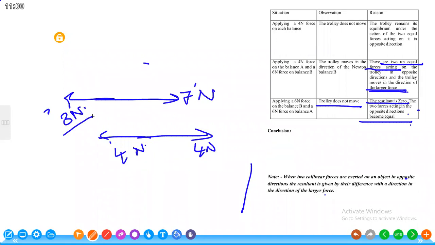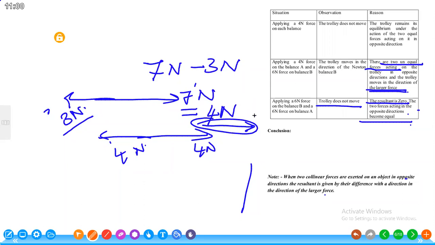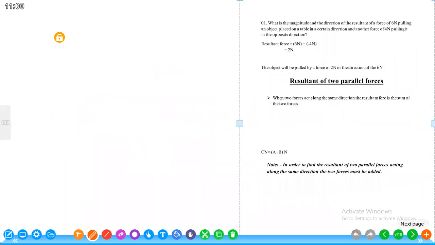So the larger value is 7 Newton and the lower value is 3 Newton. So that is equal to 4 Newtons. You should mention, because it is a vector quantity, the direction also. In the larger value's direction, you should mention the direction, students, through an arrow mark.